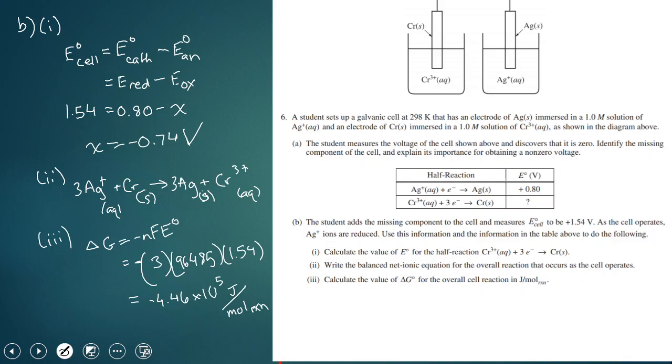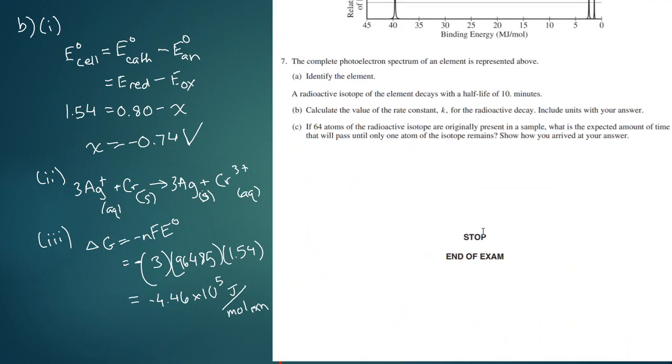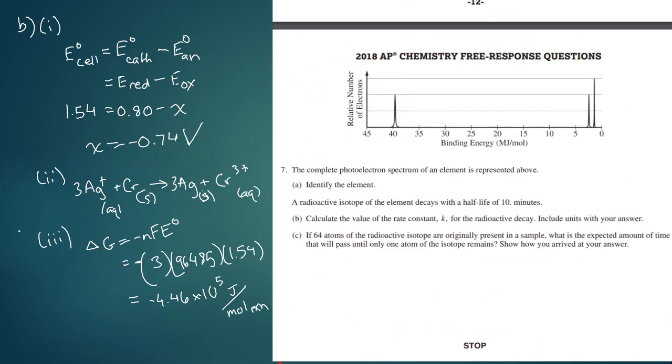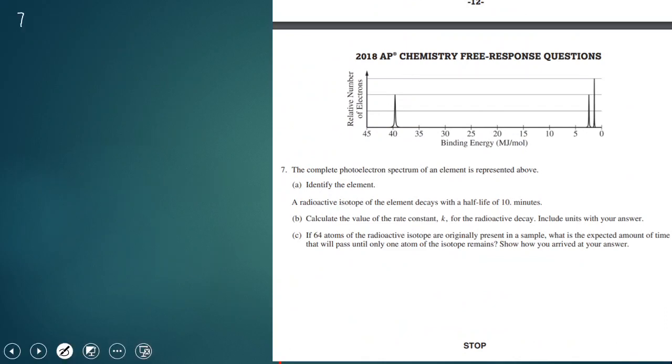All right. And that marks almost the end. I almost thought that was the end for a second, but I forgot. There are 7 questions, so let's quickly go through this. Question 7, so we're given a PES, a photoelectron spectrum, and we're told to identify the element.